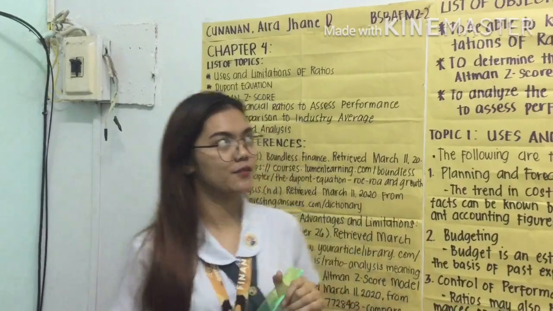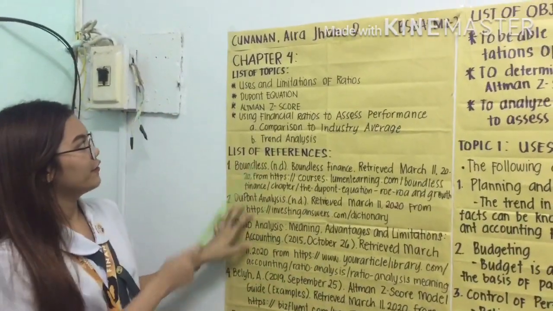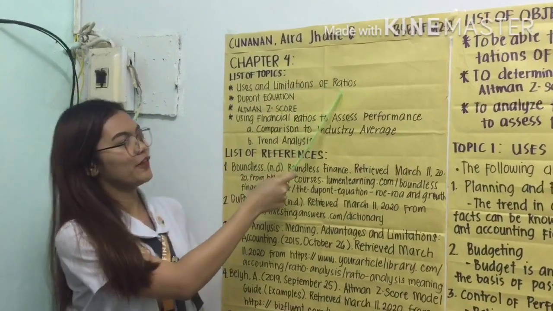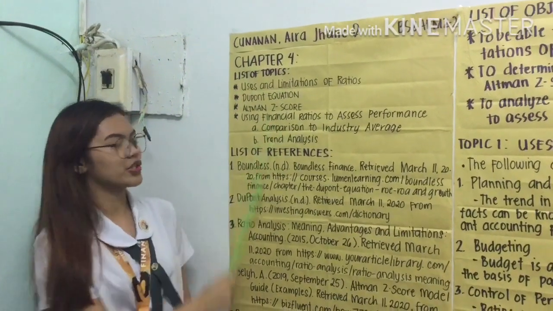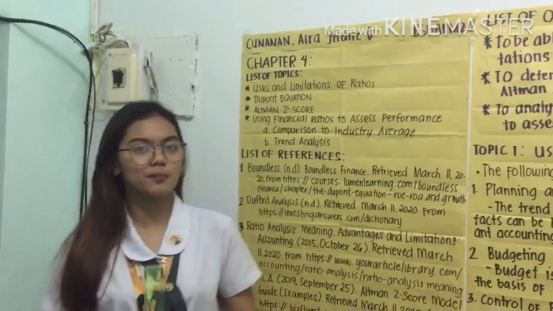I'm going to report the last topics under Chapter 4, which is the analysis of financial statements. First, these are the topics that are assigned to me. First is the uses and limitations of ratios, the Dupont equation, the Altman Z-score, and using financial ratios to assess performance.